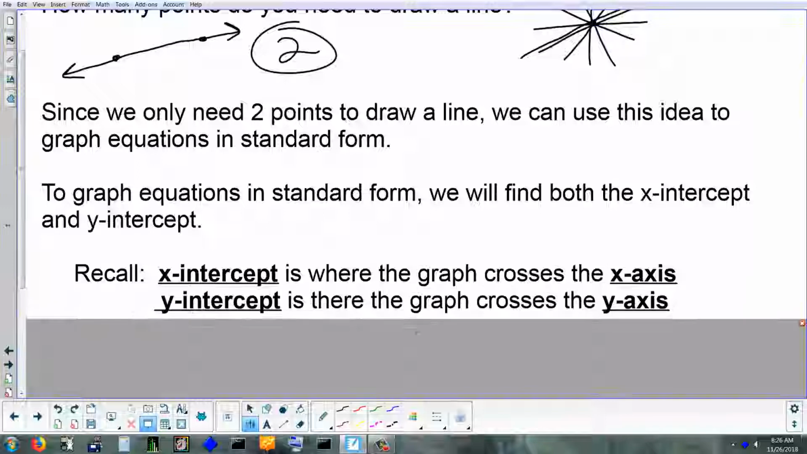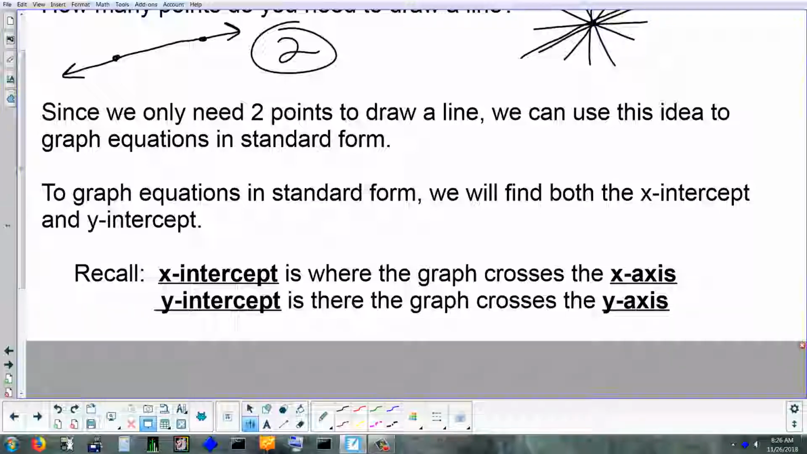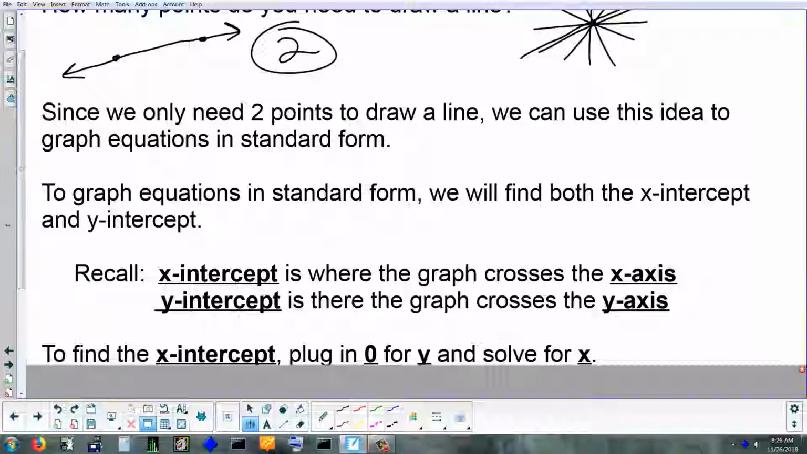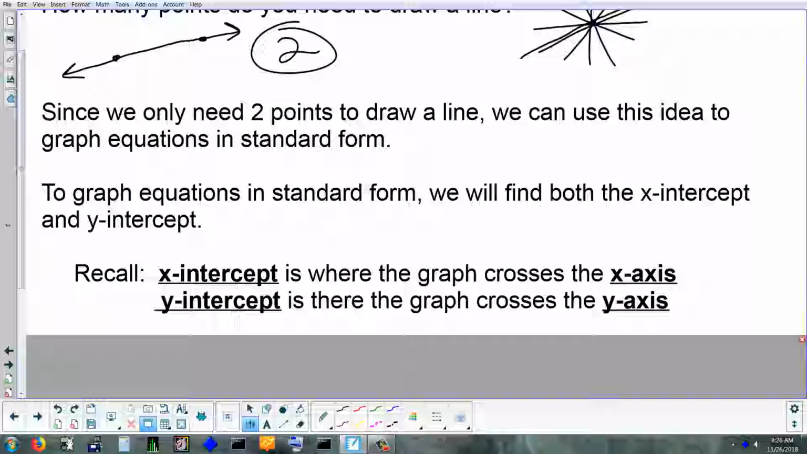And then obviously the y-intercept is where the graph. We've talked about that before. You guys have probably, x-intercept is probably something you haven't heard before, but it means the same thing. Just like the y-intercept is where the graph crosses the y-axis, the x-intercept is where the line crosses a number on the x-axis. All right.